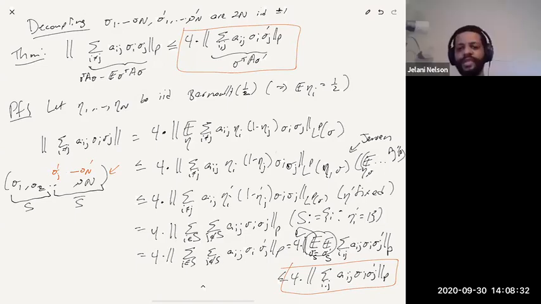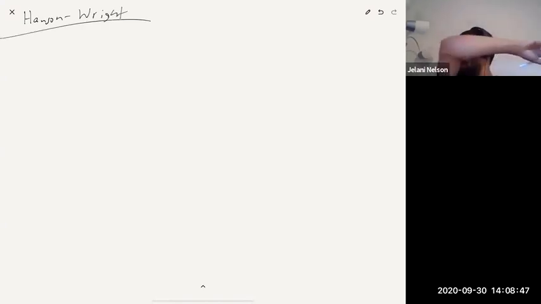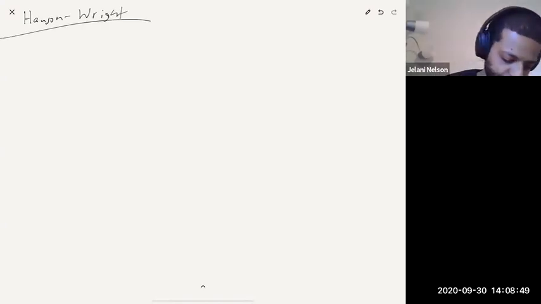Okay, so now let's prove Hanson-Wright. So Hanson-Wright. Okay, so we're looking at the p norm of sigma transpose A sigma minus the expectation of sigma transpose A sigma.